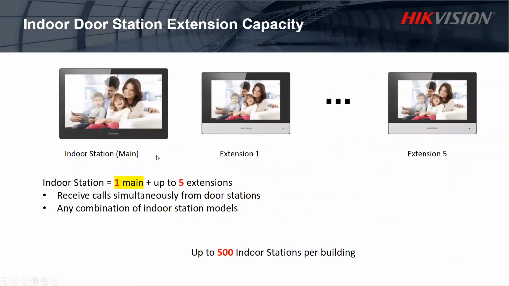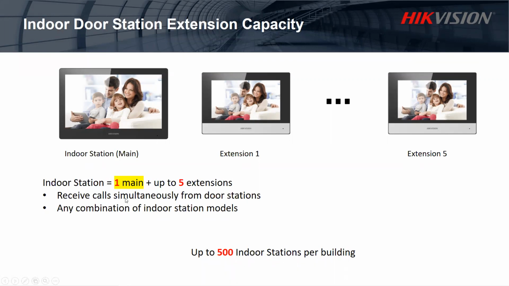So this is actually an important slide in our presentation today. Here it shows you the capability of the indoor station. As you can see, the maximum capability of every indoor station, we're going to call it the main, and you can add up to 5 extensions. For example, I can add one indoor station at the entry of the house, once I enter the house, one on the left, and then in the kitchen, I can add one. In each bedroom, I can add one, and they will act as extensions. So the indoor station has one main plus up to 5 extensions.